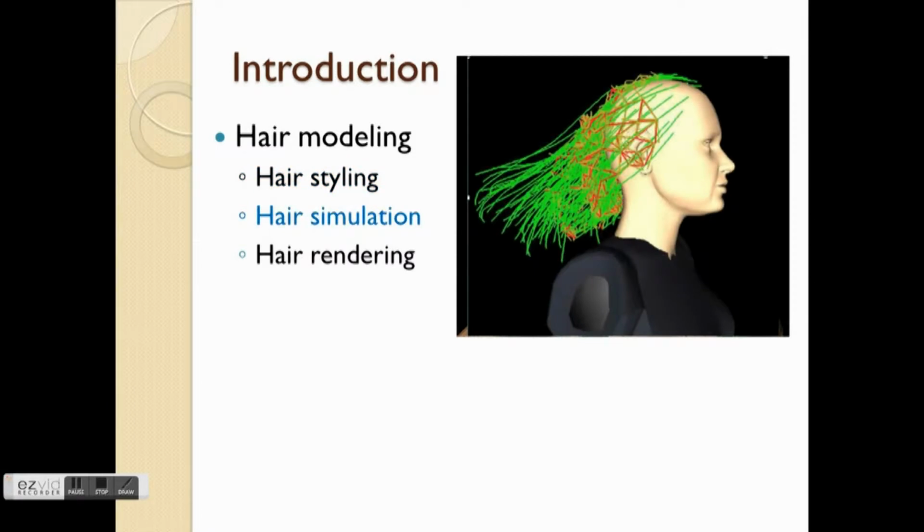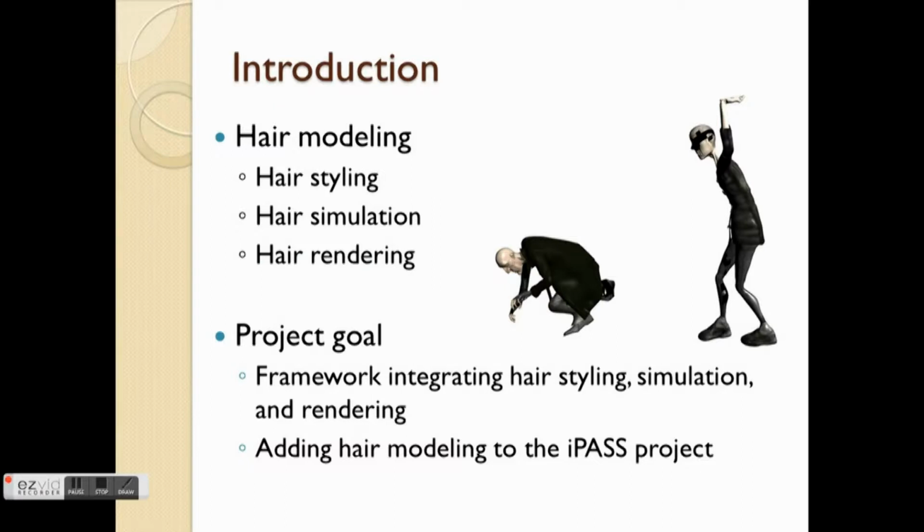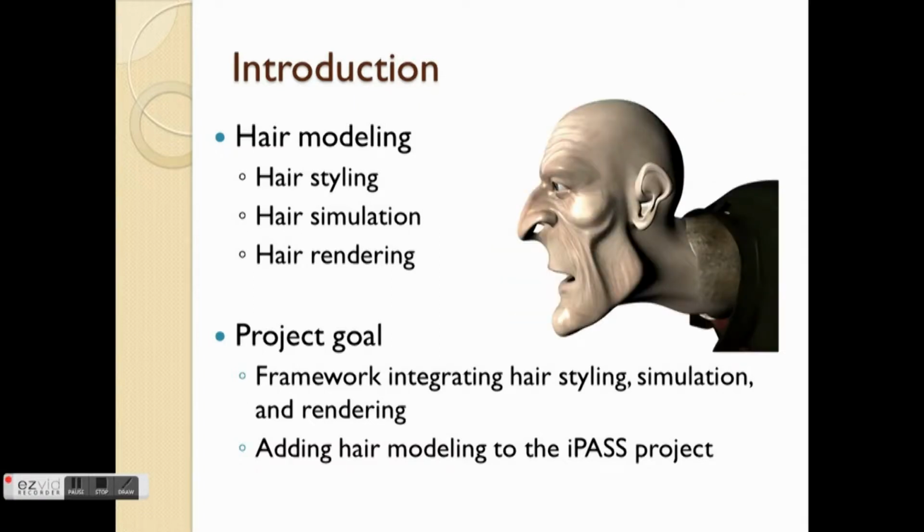Then for the simulation, it's about the dynamic motion of the hair, and the rendering calculates the final color and shadow of the hair. So our project goal is to create a framework that integrates hair styling, simulation, and rendering, and we will add the hair modeling to the iPath project. The iPath project uses real-time, high-quality rendering techniques to render one of the open-source movies called Elephant Dream. So this gives us two requirements.